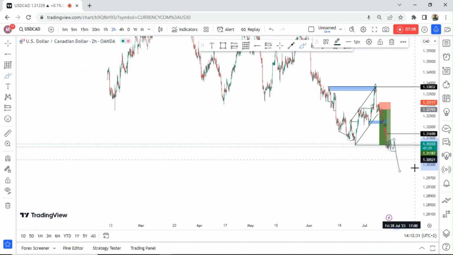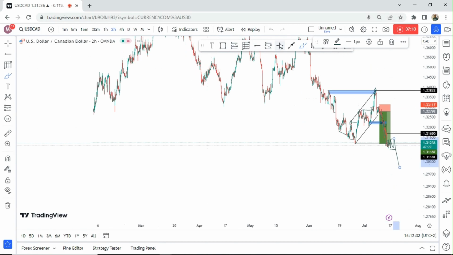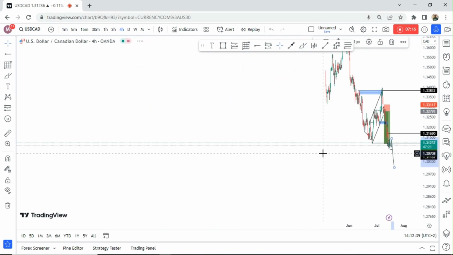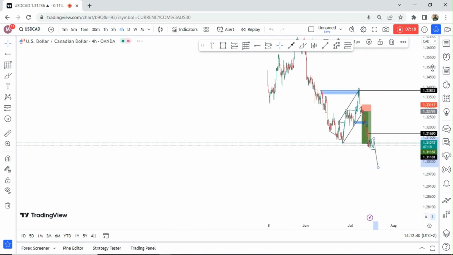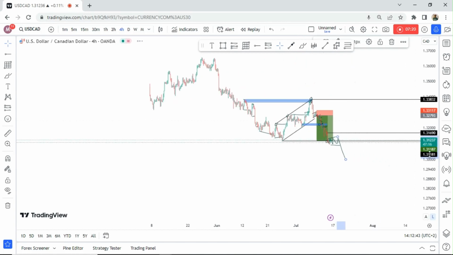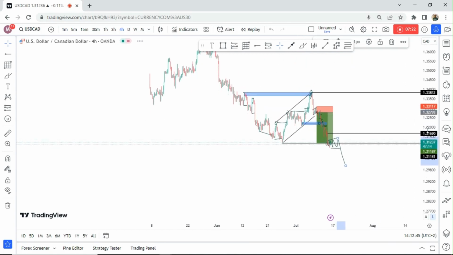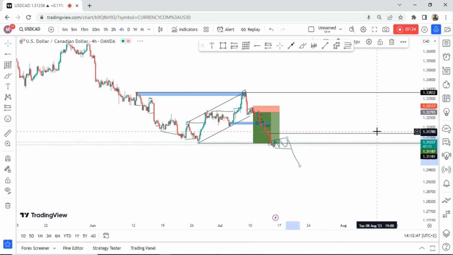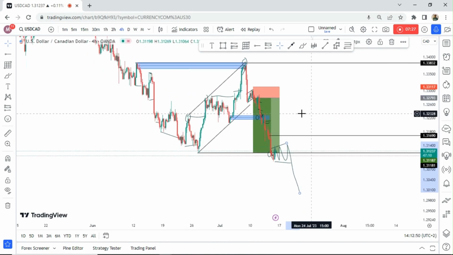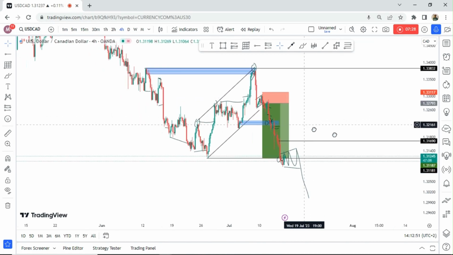I don't know, what do you think about this USDCAD? Let me open the 4 hour time frame and see what's happening. I'm sorry for the network, guys, who are currently in load shedding. Remember, if you stay in South Africa, guys, you know what's really happening.